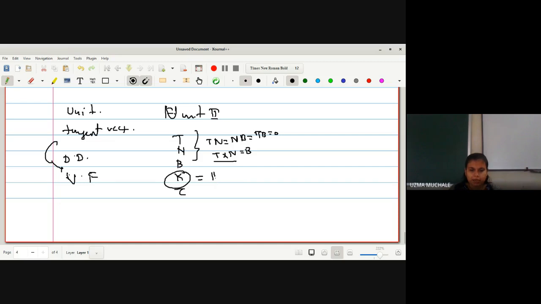Curvature is nothing but the norm of T dash. What is torsion? Torsion you can find out with the help of B dash. So tangent tells you the velocity, normal tells you the turning of the curve, B tells you the twisting of the curve, right? And tau tells you the rate of twist of the curve.